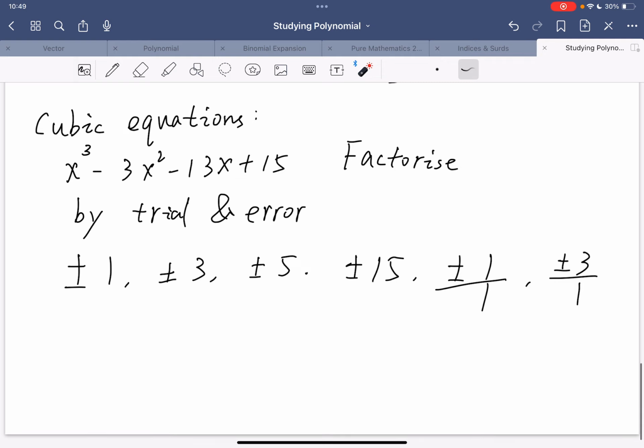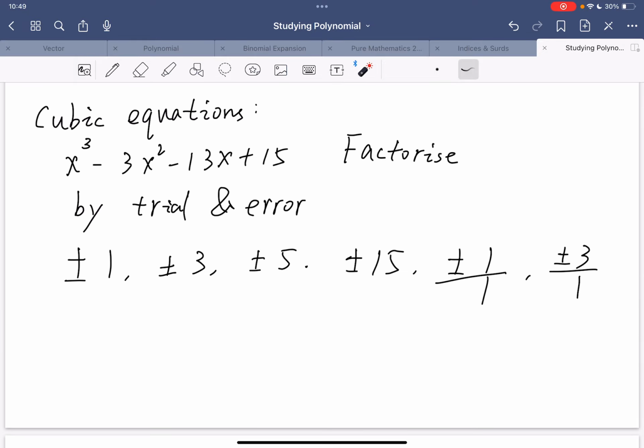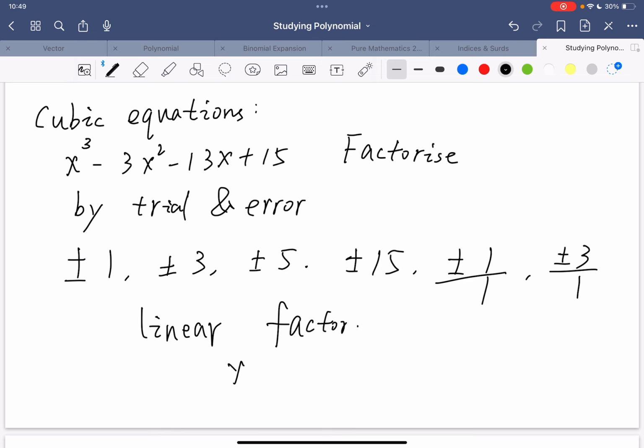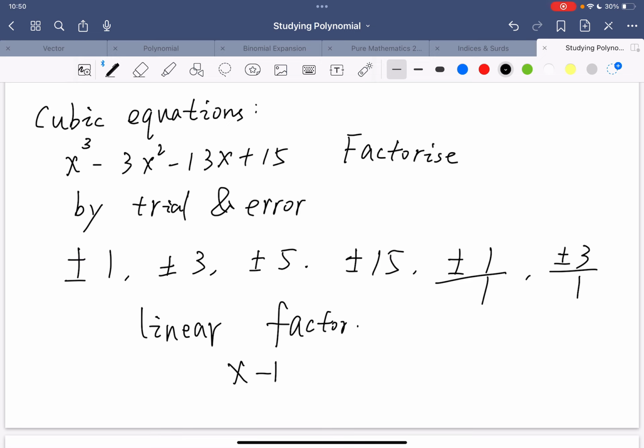So let's figure out. After trial and error, you will get a linear factor. For example, you would get x minus 1, because when you substitute x equals 1 into the equation, you will find that the whole equation becomes 0, which means x minus 1 is a factor. Is that the place we should end? No. We only found one factor.